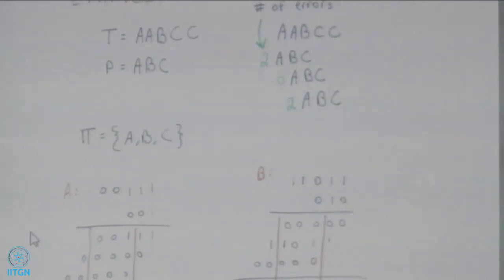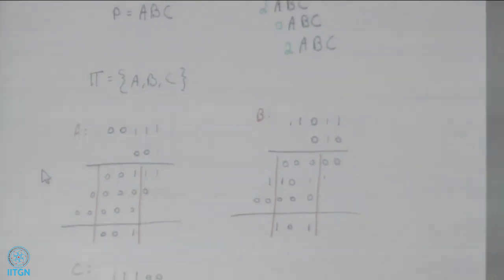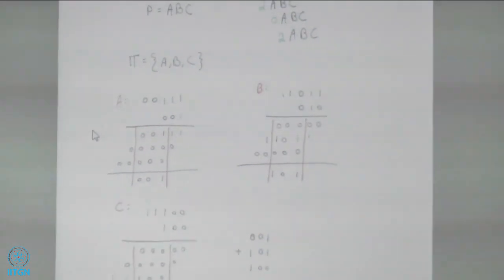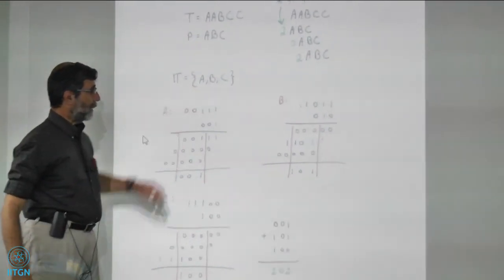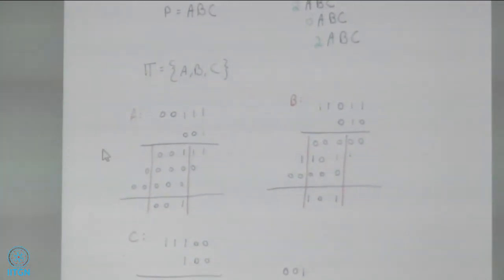All right, so this is what we want to see at the end of this experiment. And our alphabet is ABC. So we have a 3-letter alphabet.